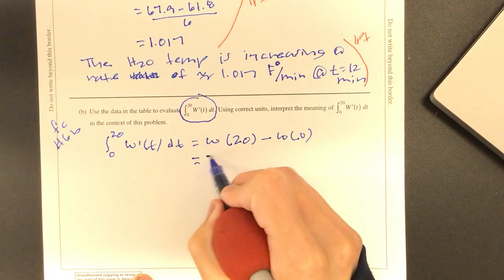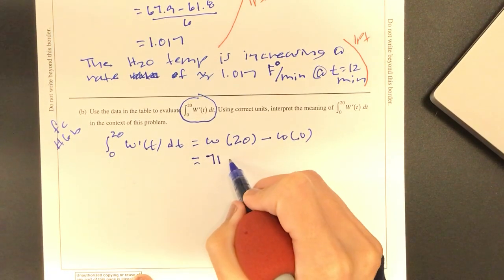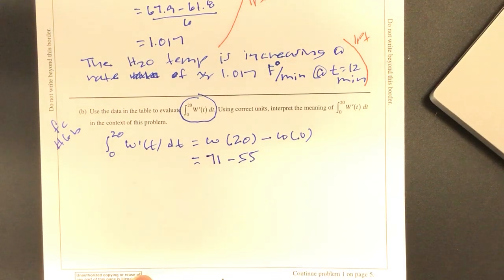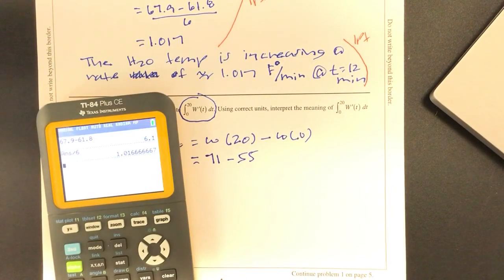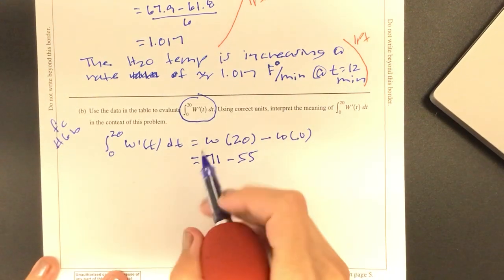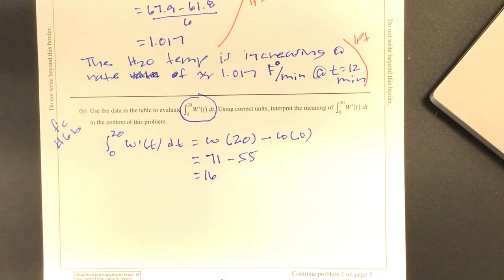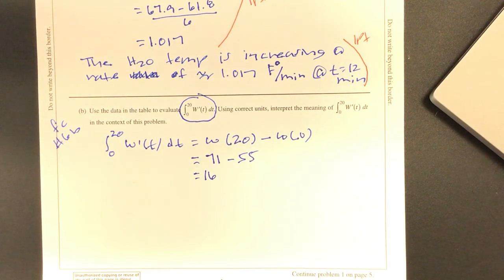71. And Ian, what's on W of 0? 55. And if I do 71 minus 55, and again, if you're allowed to use a calculator on number 1 and 2 on the FRQ, might as well. We got 16. And it says, explain the meaning of it.